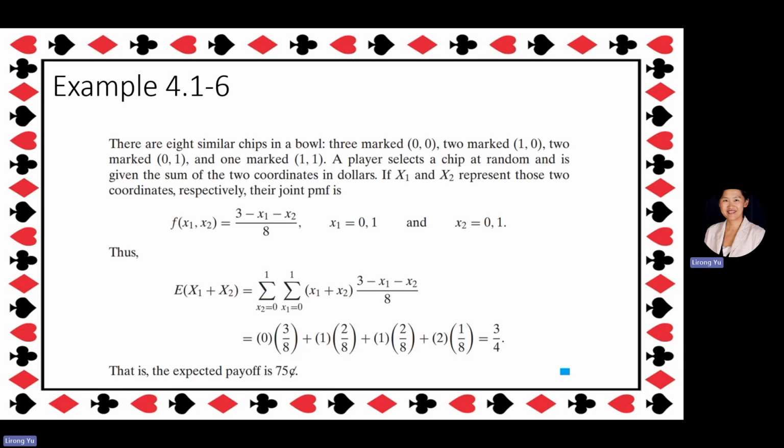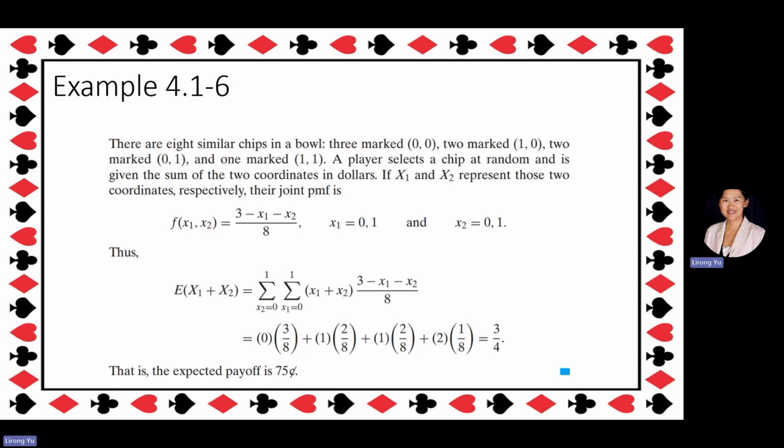All right, so the higher the number, the better. For example, if this person gets the one marked (1,1), they get $2. If they get a chip marked (0,0), it becomes $0. So if X1, X2 represent those 2 coordinates respectively, their joint probability mass is, right? So this is a situation where it could actually work out.